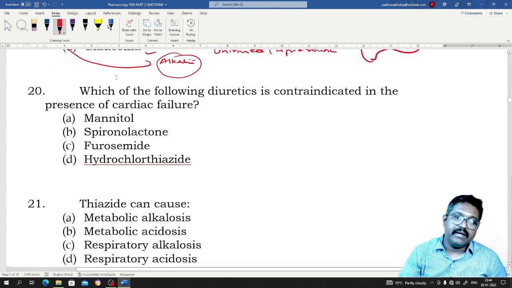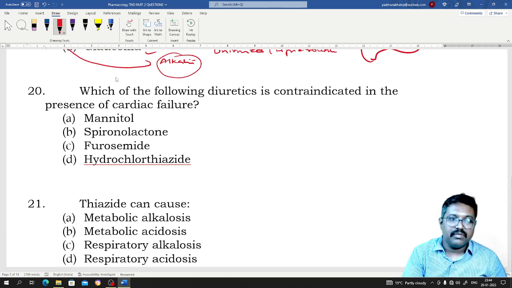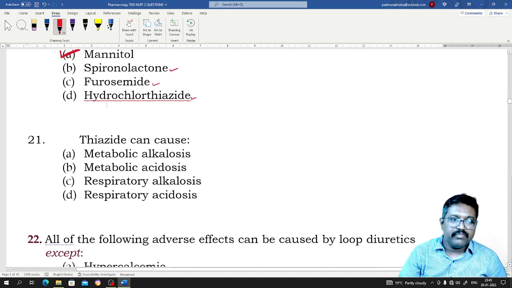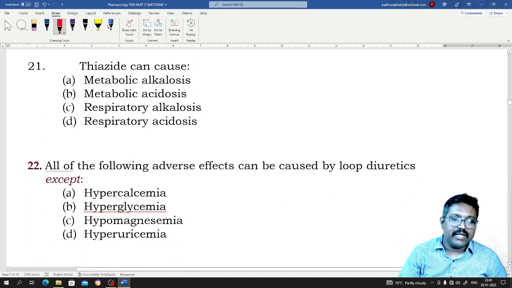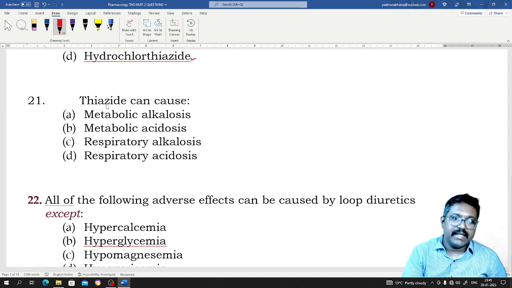Next, which of the following diuretics is contraindicated in presence of cardiac failure? So please remember, you can use spironolactone, you can use furosemide, you can use hydrochlorothiazide, but not the mannitol. Mannitol is contraindicated because of their rapid brisk action. Next, moving on to the thiazide, 21st MCQ. So thiazide can cause, again, a direct answer, you should remember, it causes metabolic alkalosis.